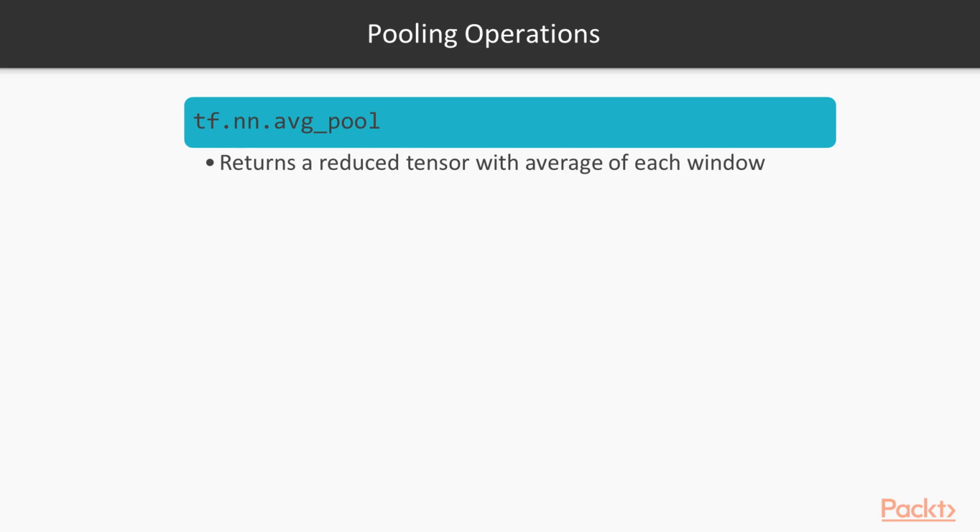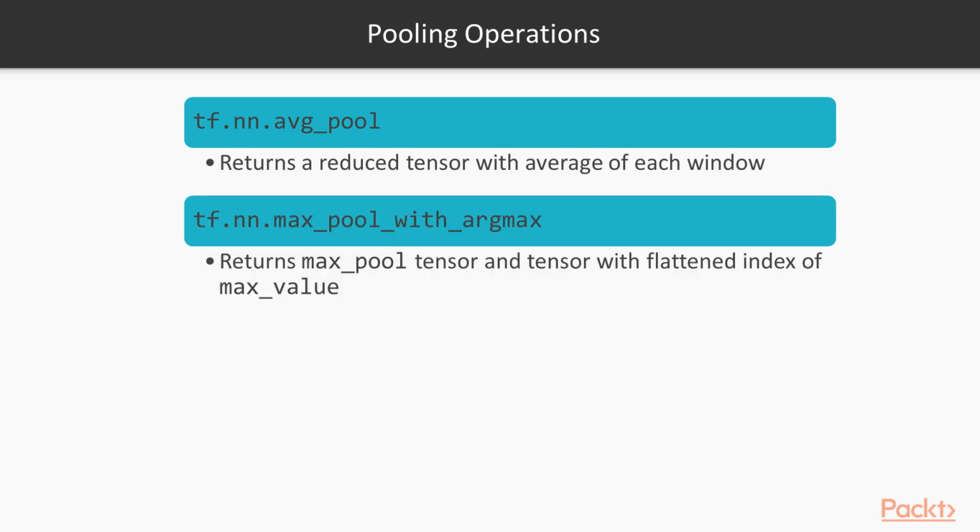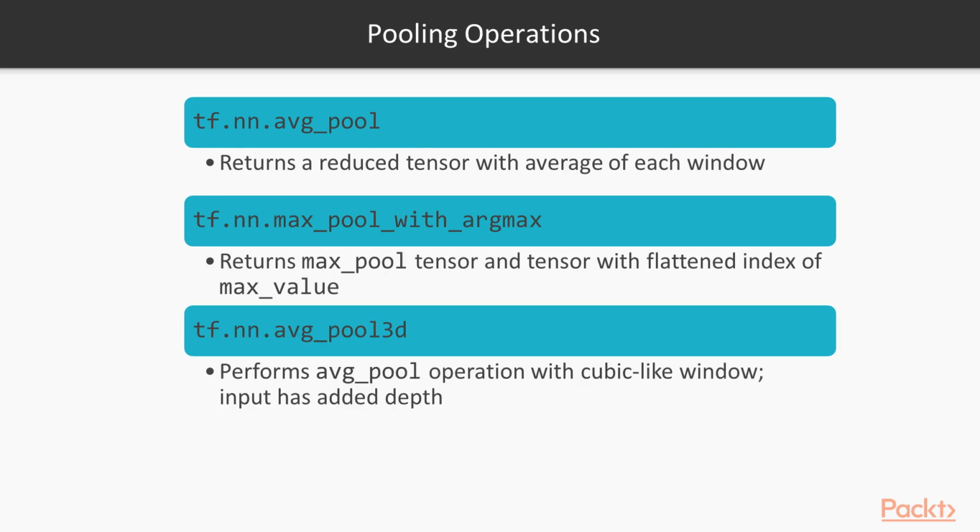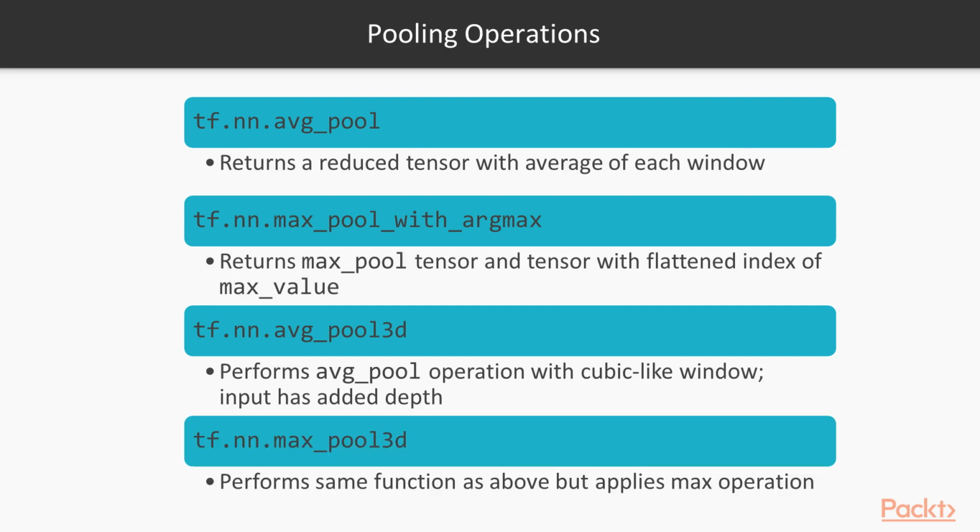tf.nn.avg_pool. This returns a reduced tensor with the average of each window. tf.nn.max_pool_with_argmax. This returns the max_pool tensor and a tensor with the flattened index of max_value. tf.nn.avg_pool3d. This performs an avg_pool operation with a cubic-like window. The input has an added depth. tf.nn.max_pool3d. This performs the same function, but applies the max operation.